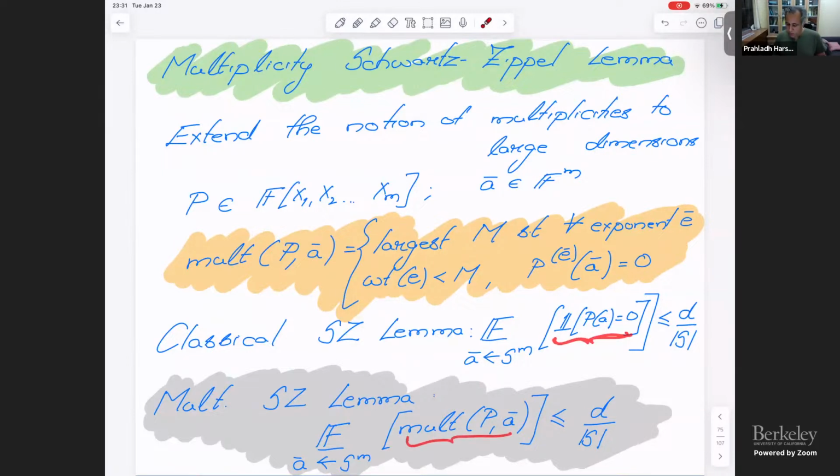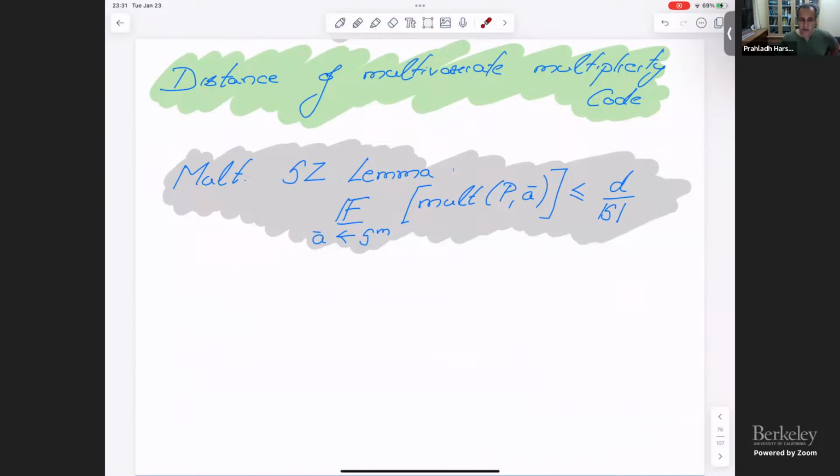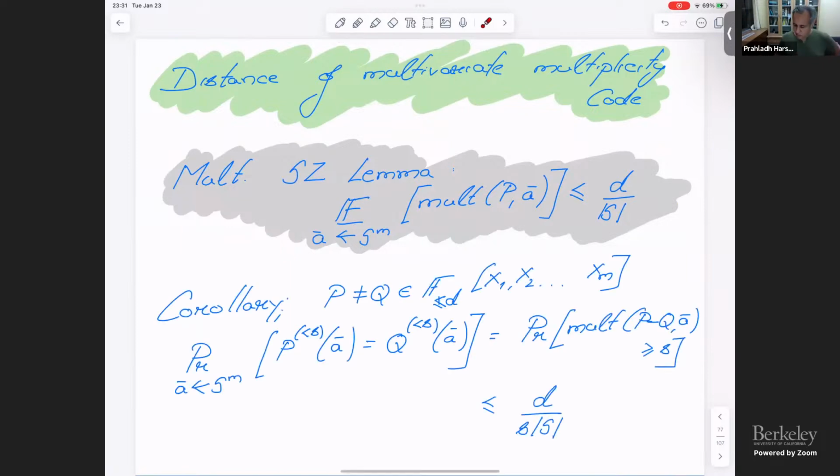This is just talking about the first order Hasse derivative. This is talking about as many Hasse derivatives. It says even if you take this expectation with multiplicity into account, that's at most D times D over mod S, when you pick a random point in the grid, S to the n. This immediately gives us the distance of the multivariate multiplicity code.